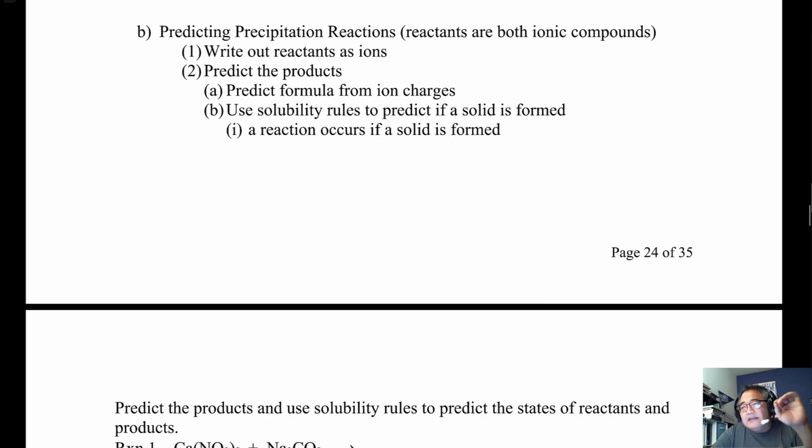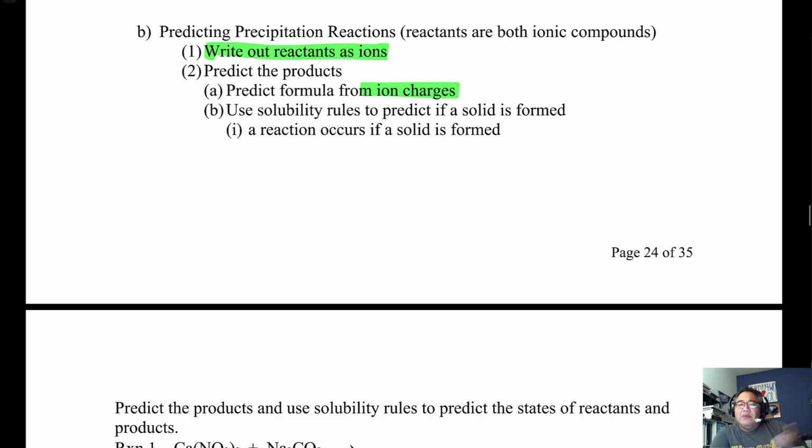Now, the first step is still the same as what we did before. We wrote out the reactants as ions, right? That's this first step. Second step is we predict the products based on the ion charges, right? So that again is what we did in that earlier example. And then finally, we look at the solubility rules to see if any of the products are solid. That's the way we know a reaction is going to take place.